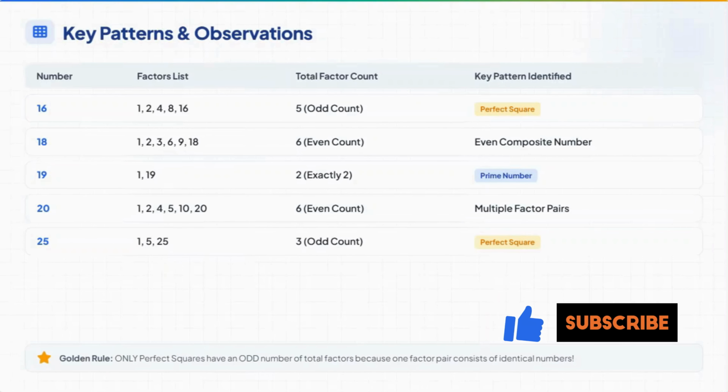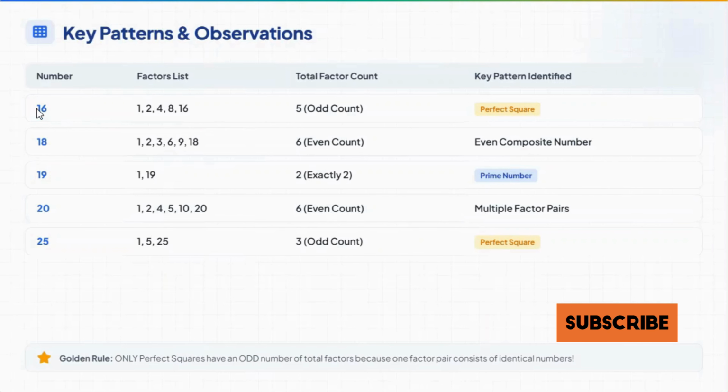Here is a brilliant mathematical secret you can use on exams. Take a look at this table. In this table, you can see the number 16 has an odd number of factors. These factors are 1, 2, 4, 8 and 16. So it's a perfect square. Remember, a perfect square always has an odd number of factors.